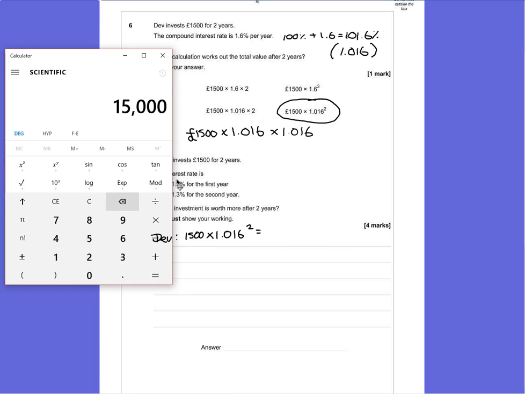£1,500 multiplied by 1.016 squared equals 1,548.384, but to give it to 2 decimal places because it's money, 38.